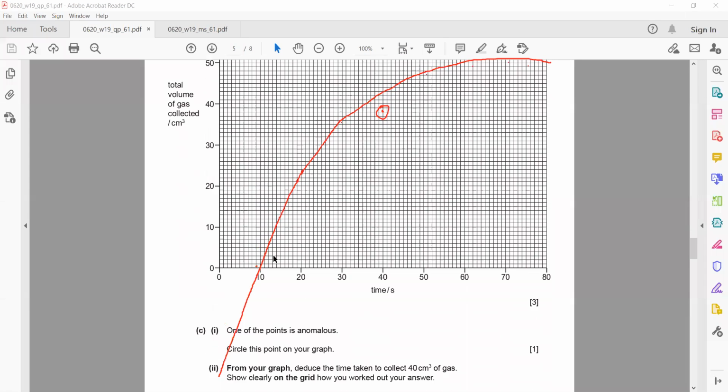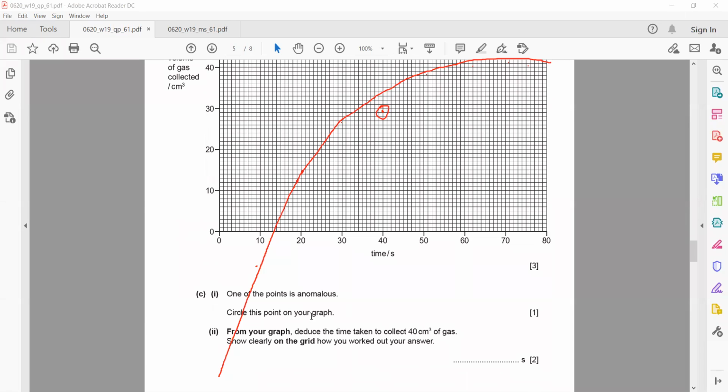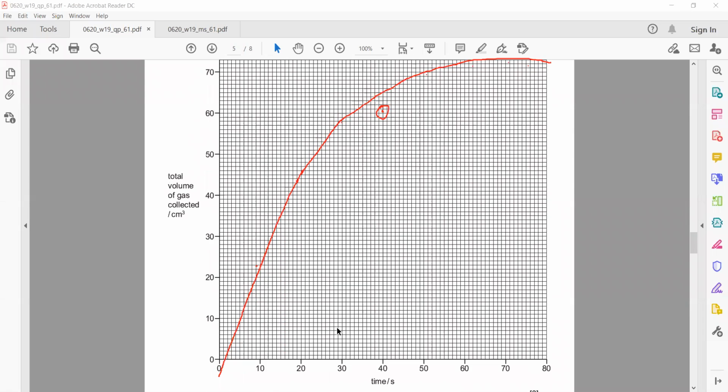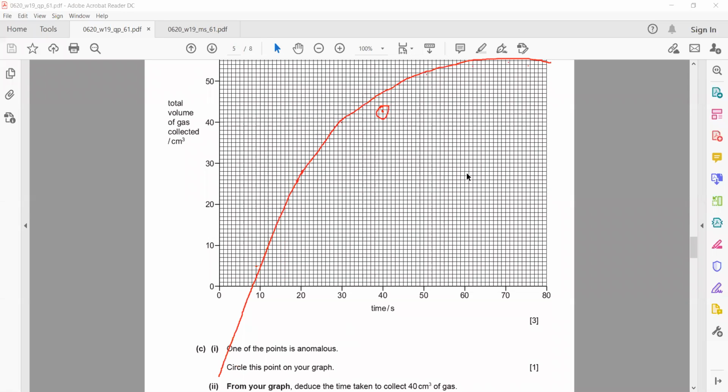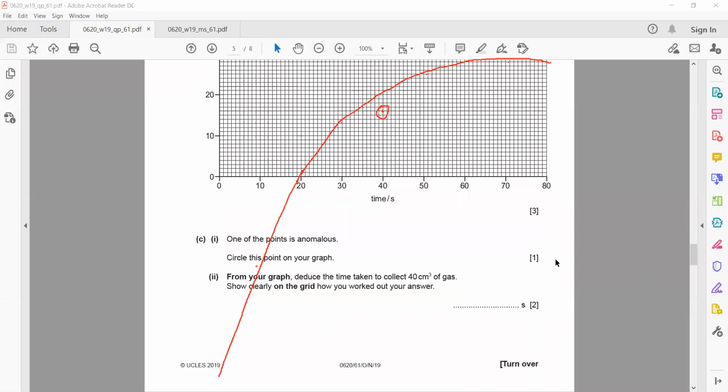So as they ask in the question, one of the points is anomalous, circle that point on your graph. So the point which is not appearing or coming on a smooth line, you will just circle on your graph. Then from your graph, deduce the time taken to collect 40 cm cube of gas.